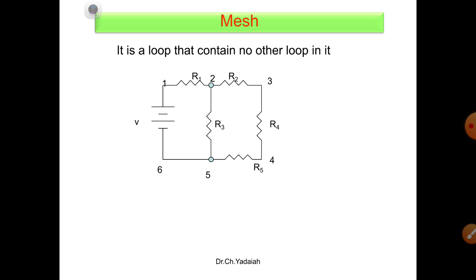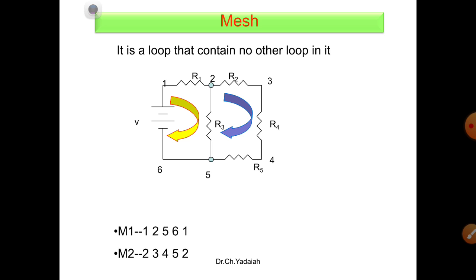Let us see the same circuit now. This is one loop, mesh or loop: 1, 2, 5, 6, 1 is mesh 1. This is another mesh, an individual loop, nothing but mesh 2. Now there is no common thing. These are the two meshes only. So these are the two meshes in the circuit. Don't confuse it.